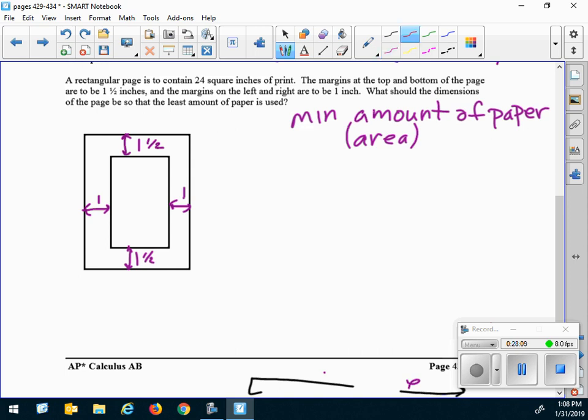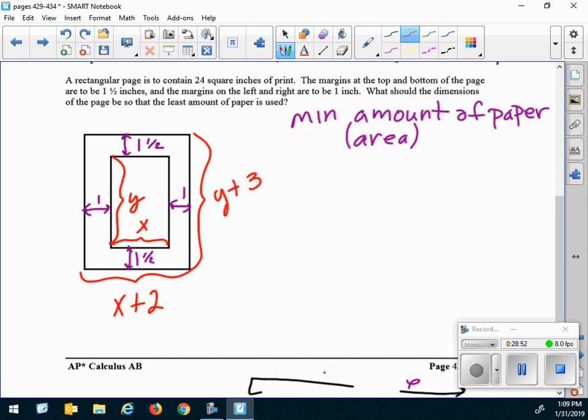Here's the way I do it. I'm going to let this be X, and I'm going to let this be Y. Now, I need you to understand, your author may do it differently. It's not a problem. You're still going to get the same answers. What's this length right here? X plus 2, right. You okay so far?